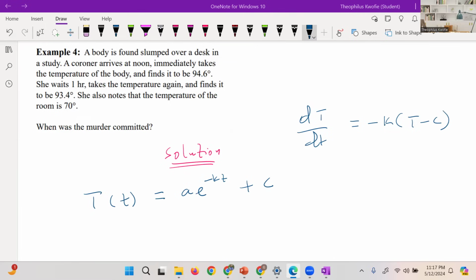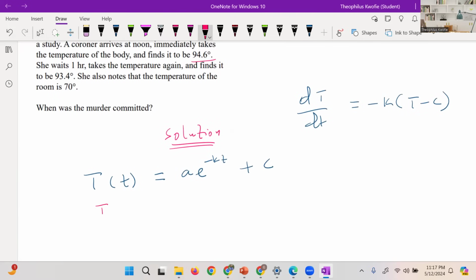So I want us to take our time to explore this particular problem. Okay. So the coroner arrives at noon, immediately takes the temperature of the body and finds it to be 94.6 degrees. Okay. So what does this represent? The 94.6. What does it represent? The temperature of the body is giving us this. That becomes our T of t. So at time zero, you're going to have e to the power, and remember, our t is zero. So you're going to have this at time zero.